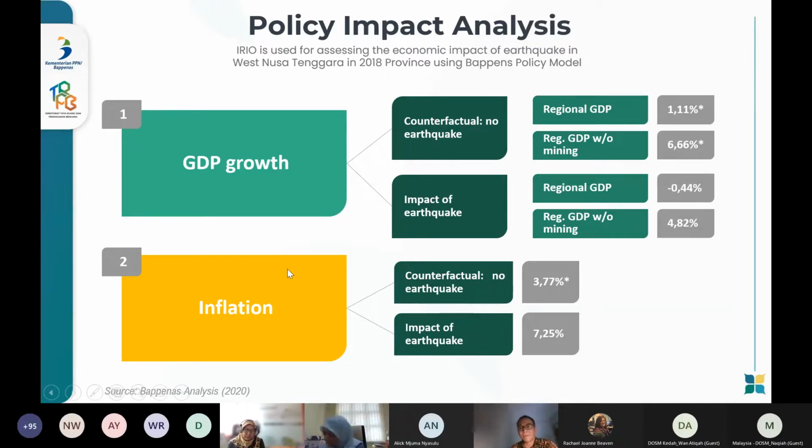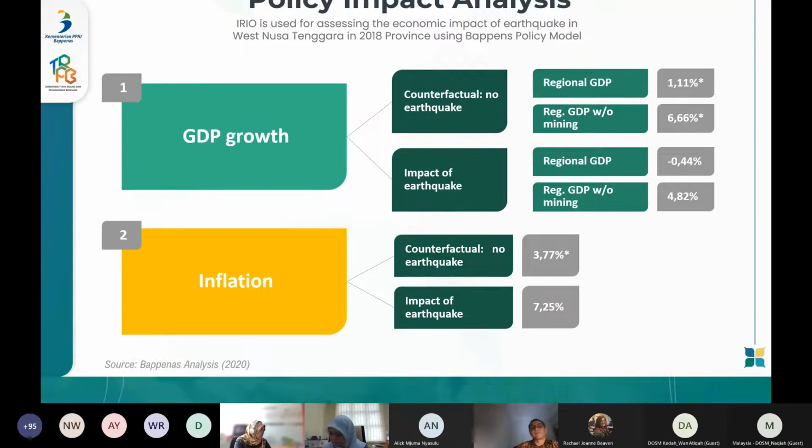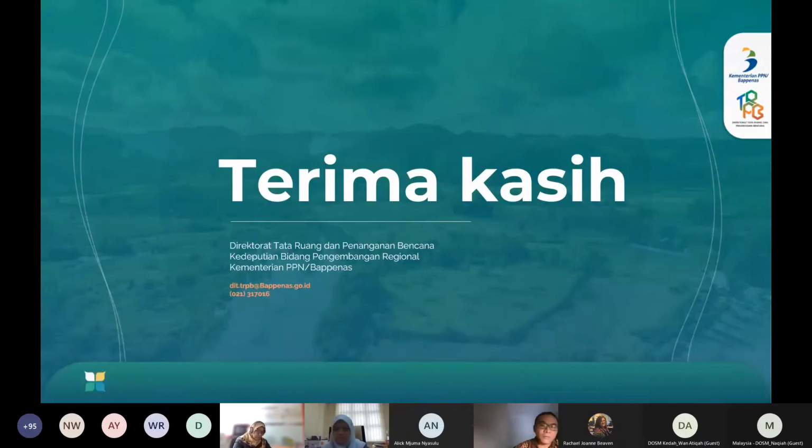We can also assess the impact on the inflation rate. For example, because of the earthquake, prices increased by around 7.25% compared to only 3.8% if there were no earthquake. So that's all from me, Alex. Thank you very much.